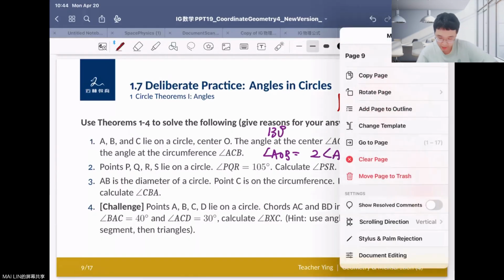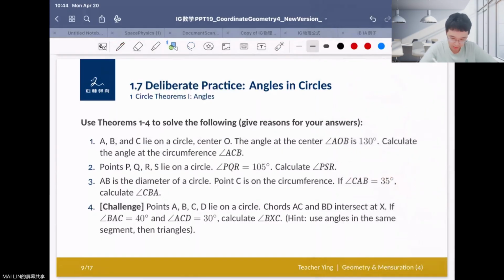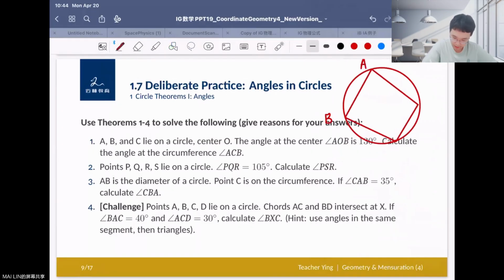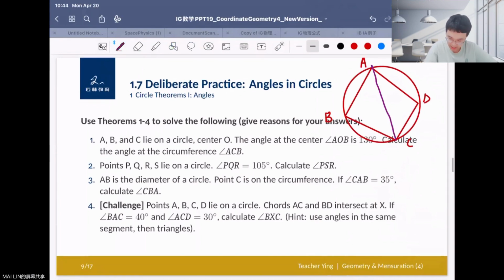So the last challenging problem, let's see it together. Here points ABCD lie on the circle. So we can draw ABCD as 4 points. Here are points A, B, C, and D. We said chords AC and BD intersect at point X. This is point X. We can set BAC as 40 degrees and ACD equals 30 degrees. Please calculate the angle BXC.